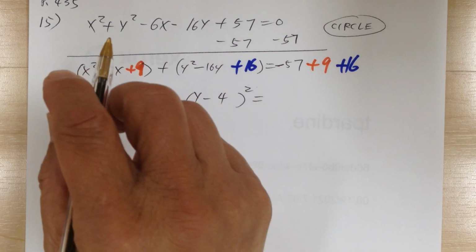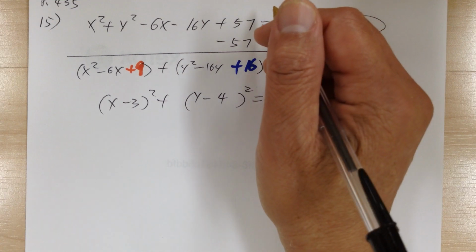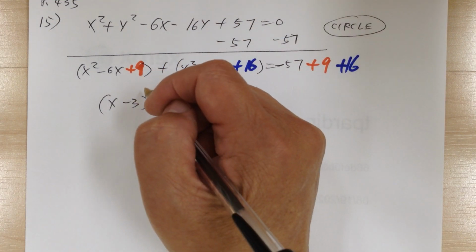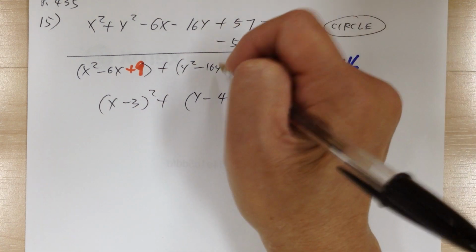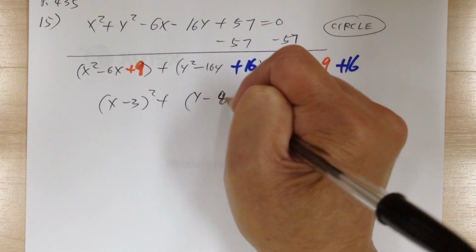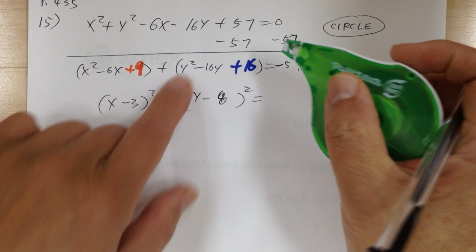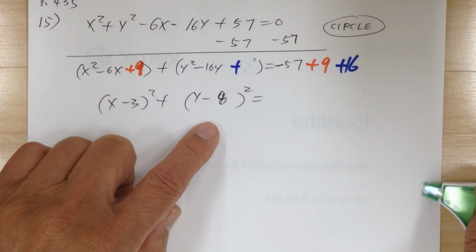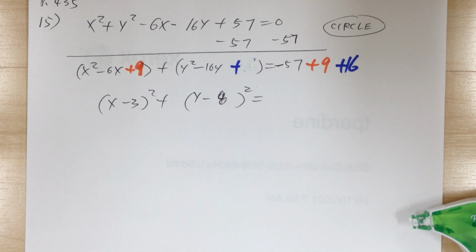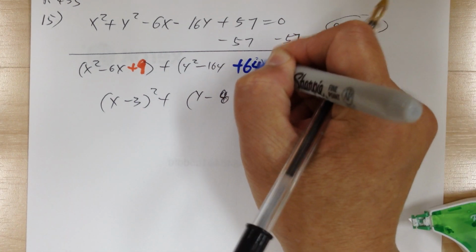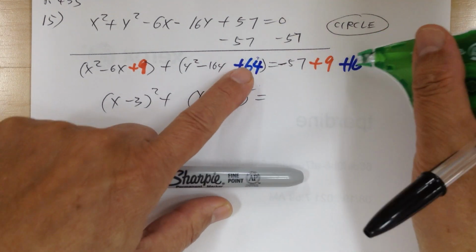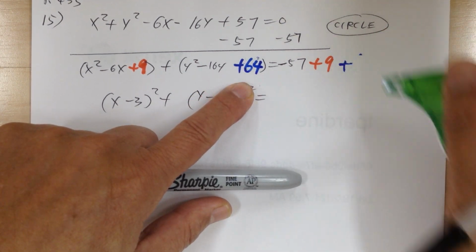Wait, let me double check something. Minus 6x, 16. Oh, halfway is 8. Oops. Okay, take the half of that, not the square root. Oh, sorry about that. Okay, so 64, there we go. So half of that is negative 8, and squaring that gives 64. Okay, there we go.